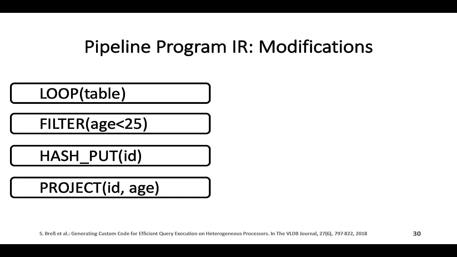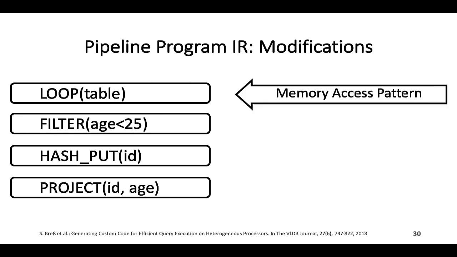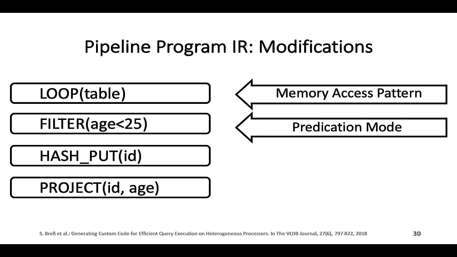Let's have a look at in which dimensions we can now tune the code to adapt to the underlying hardware. At first, we can change the memory access pattern. Depending on your processor, you want to have either a sequential memory access pattern or a coalesced memory access pattern. And that's exactly the property we can change here.